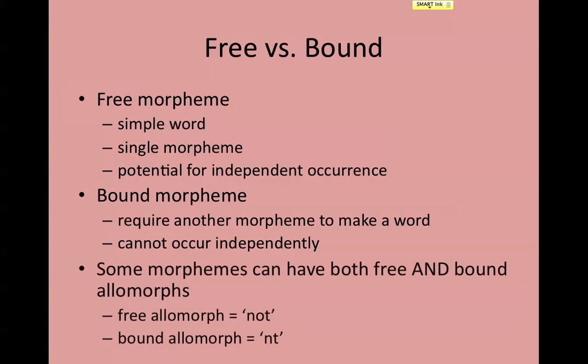Some morphemes, though, and this is interesting, can have both free and bound allomorphs. For example, the free allomorph would be not, but the bound allomorph would be nt. So now it could take on both. It has the same meaning, yet one is free and one is bound. So he cannot go to school, or he can't go to school. In cannot, it's a free allomorph, and in can't, it's a bound allomorph. But it's the same morpheme.